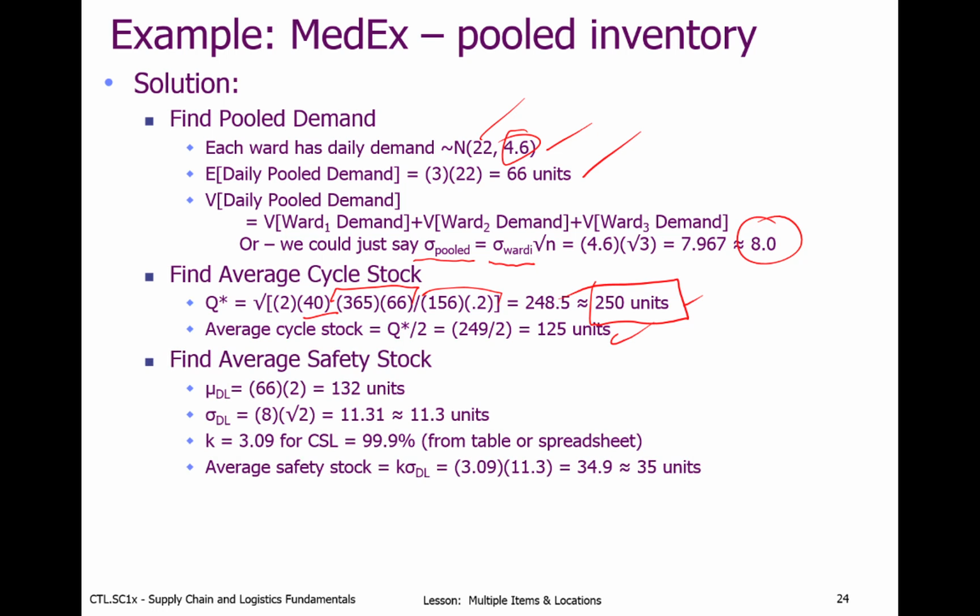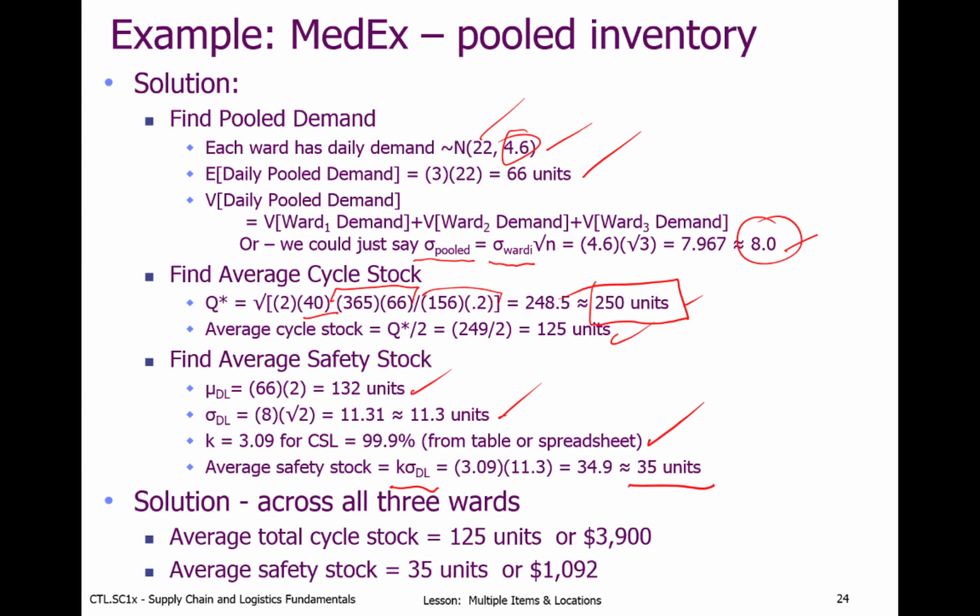Then my safety stock, I know my expected demand for each day. Then over lead time of 2 days, I get 132 units. Same thing for the standard deviation, taking the standard deviation of demand on a daily basis times the square root of 2 gives me 11.3. I've already figured out my K previously, so my average safety stock is simply going to be K times that sigma DL, which gives me 35 units. So across all three wards, I'm going to have a cycle stock of 125 units and a safety stock of about 35 units.